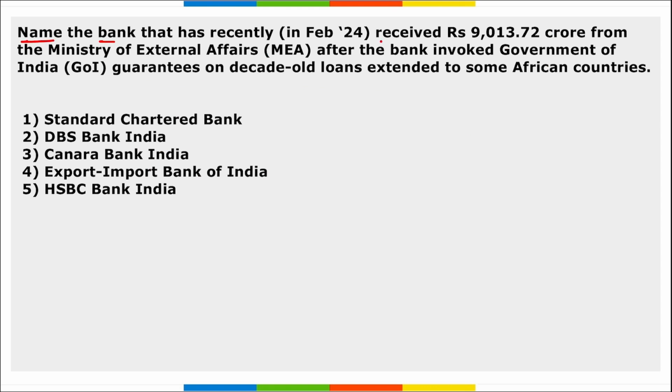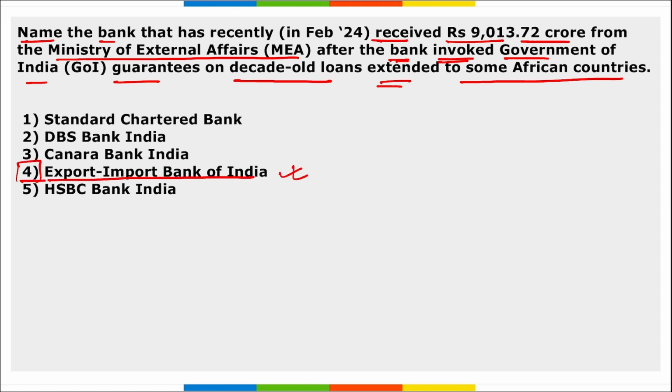Next, name the bank that has recently received 9,013.72 crore rupees from the Ministry of External Affairs after the bank invoked Government of India guarantees on decade-old loans extended to some African countries. It is which bank? It is Exim Bank, that is Export and Import Bank of India, right? So Exim Bank received 9,013.72 crore rupees from the Ministry of External Affairs after the bank invoked the Government of India guarantees on decade-old loans extended to the African countries, right? And these loans were classified as doubtful debts in the financial year 23-24.